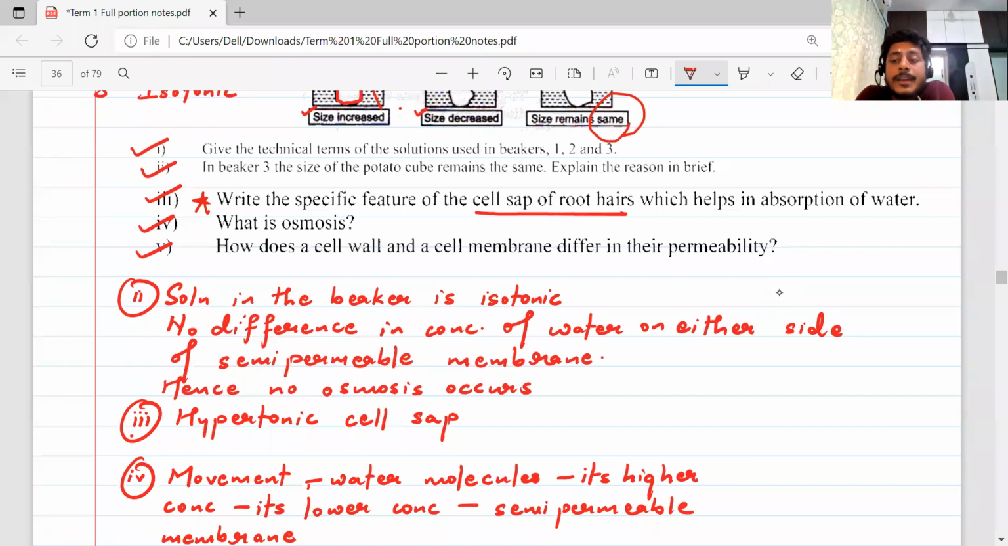एक और जगह पे hypertonic आता है. The space between the cell wall and the cell membrane in a plasmolysed cell is filled with. So cell wall and cell membrane के बीच का space in a plasmolysed cell is filled with hypertonic solution. Permeability में your cell wall is freely permeable and your cell membrane is semi-permeable.